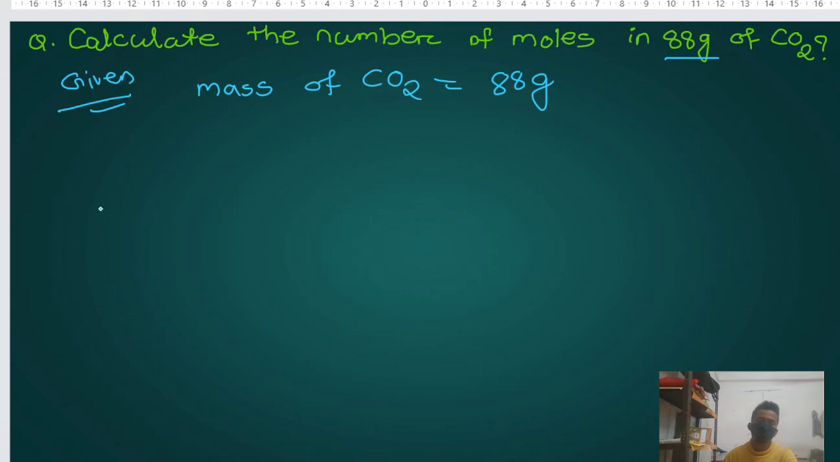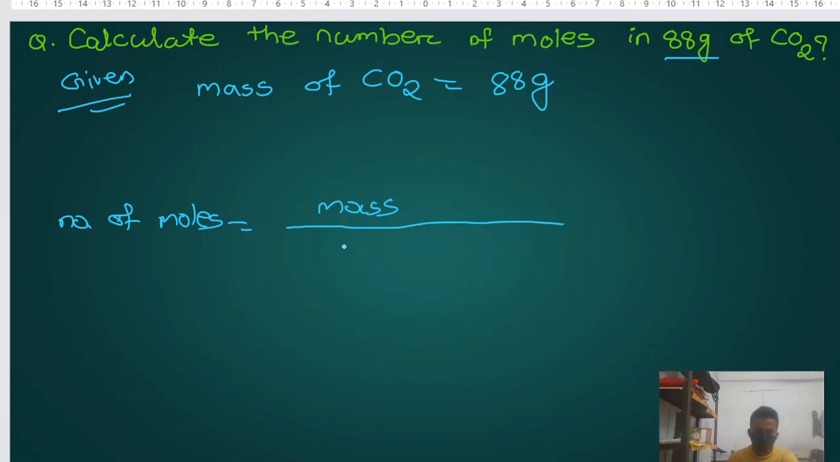For finding the number of moles, two things are needed. So first of all, write the formula here. Number of moles, its formula is mass of that element, that compound or that molecule divided by molecular mass. Okay, so for finding the number of moles, we have to know the mass of that molecule and the molecular mass of that molecule. The mass of the compound is given but the molecular mass is not given, so we have to calculate it.